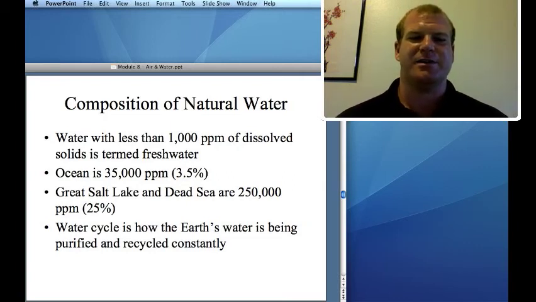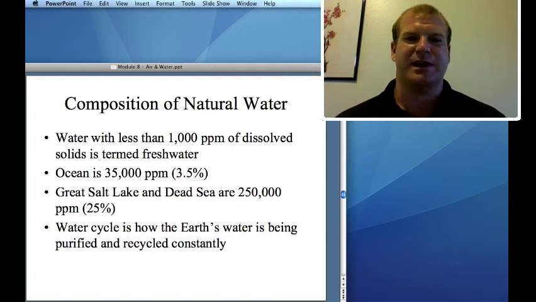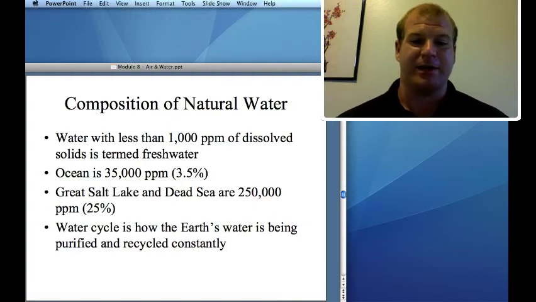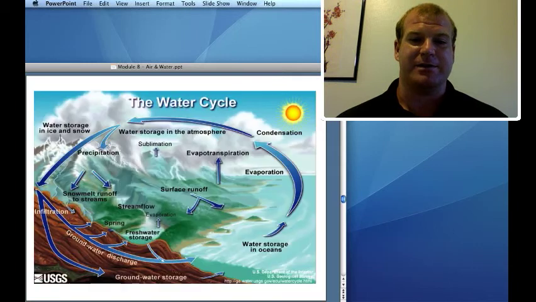There are places also where water is called brackish. Brackish means that it's not pure water, it's not fresh water, but it's not as salty as the ocean. San Francisco Bay is an example of brackish water. And with the water cycle, the water is being recycled and purified.